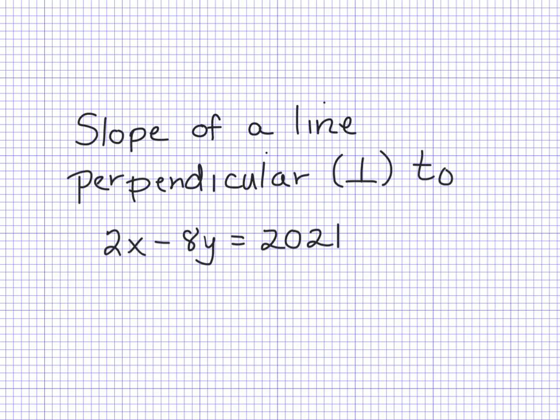So real quick question, I don't need to graph anything here, it just says find the slope of a line perpendicular to 2x minus 8y equals 2021. Well, again, I need to find the slope of this line and then look for its perpendicular slope. Same old idea, I'm going to solve for y.